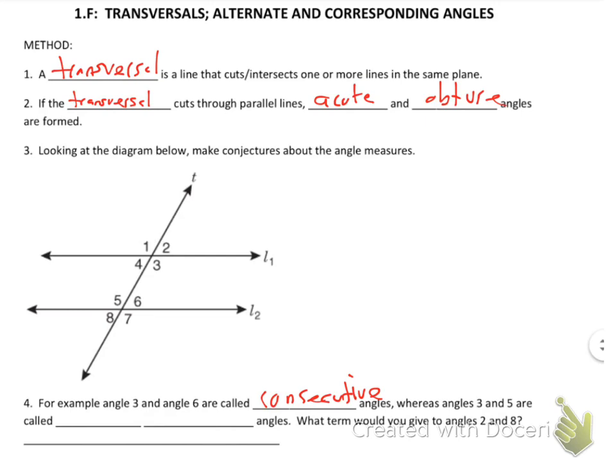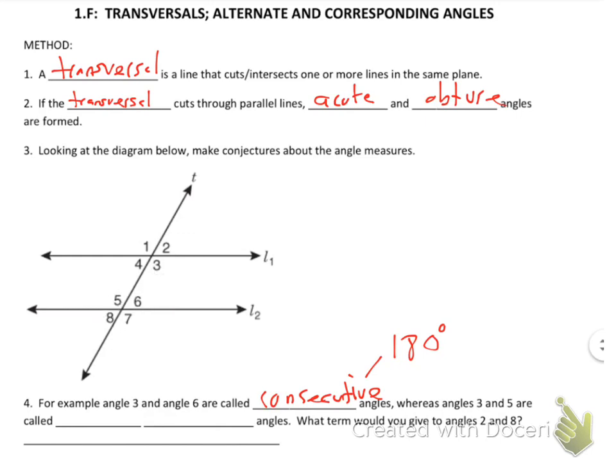Consecutive angles add up to 180. Okay? Put that, consecutive angles, 3 and 6. 3 and 6 add up to 180. They're consecutive angles. Whereas 3 and 5, one on each side.